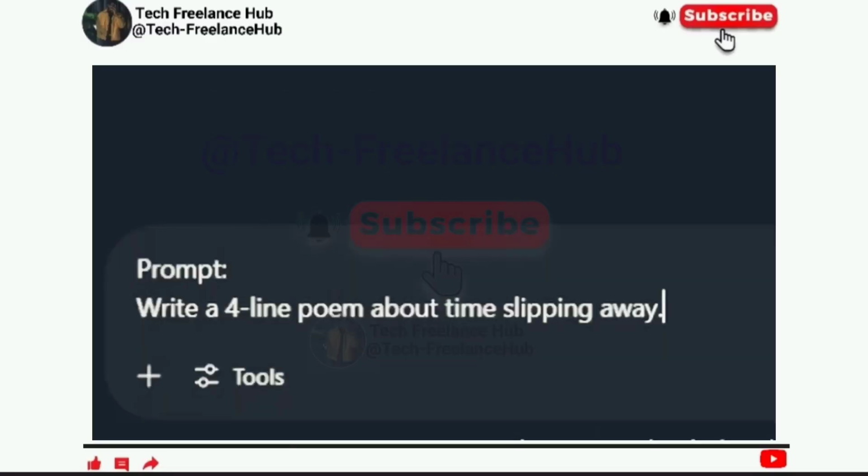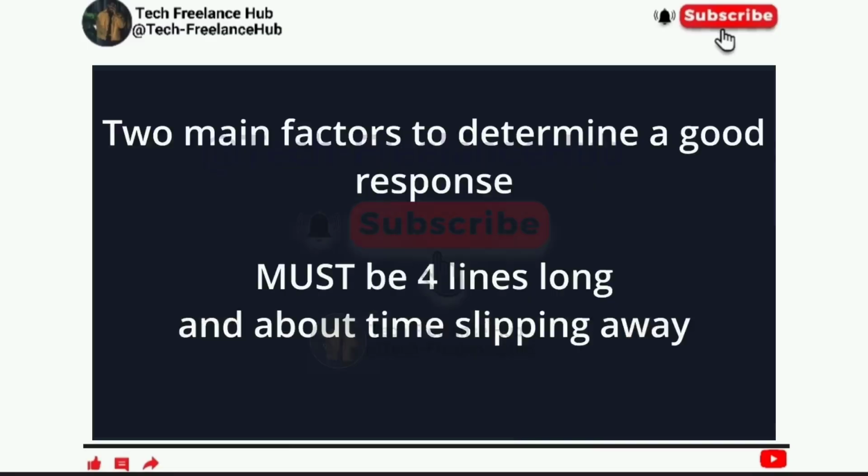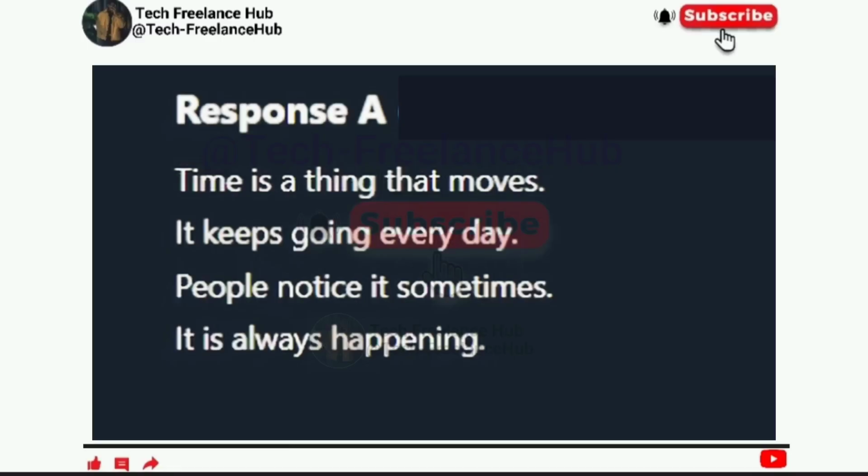Okay, and up next, our prompt will be, write a 4-line poem about time slipping away. The two main things that we want to check for the responses are that they're each 4 lines long, and they're both about time slipping away. So for response A, we have: time's the thing that moves. It keeps going every day. People notice it sometimes. It is always happening.